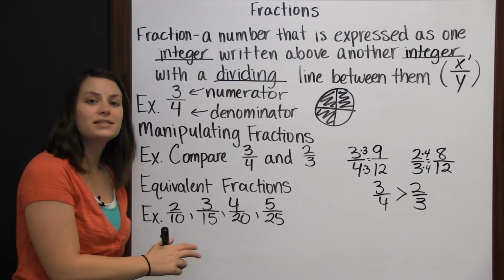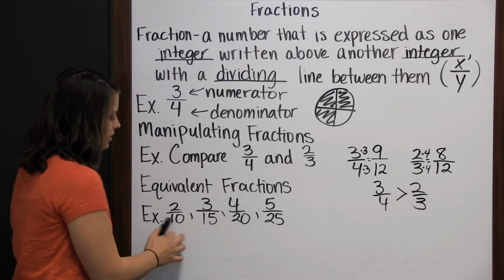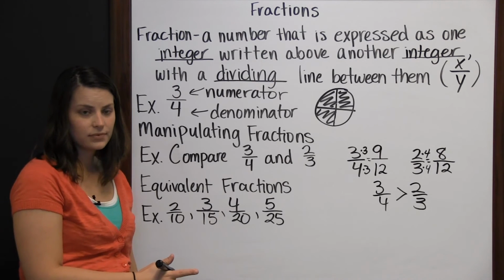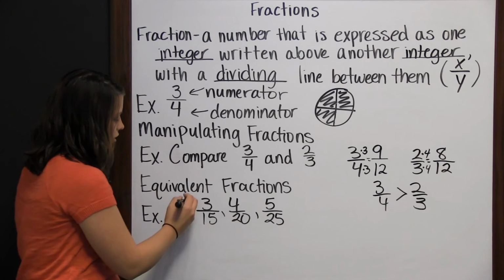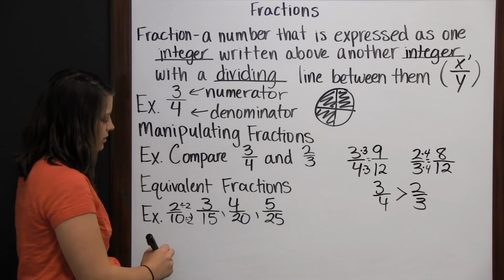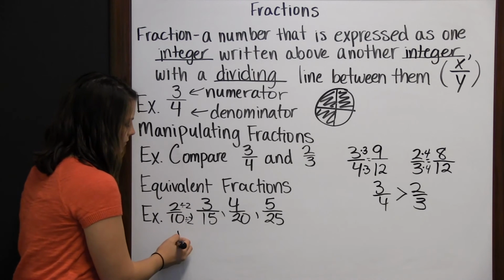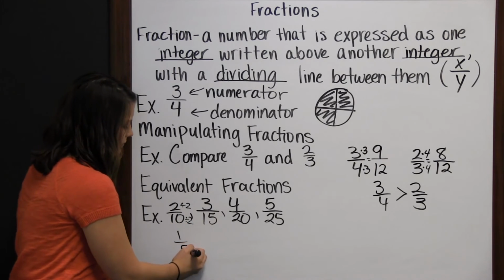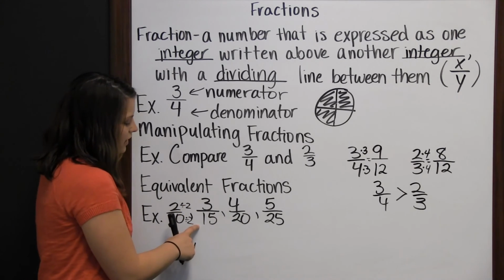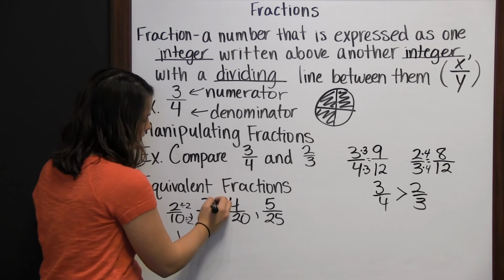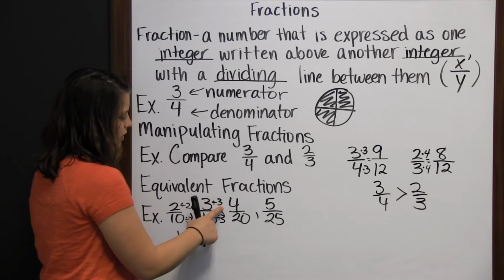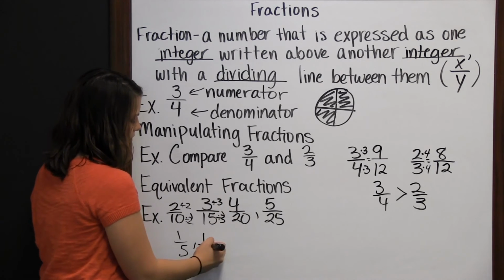So if we wanted to simplify this fraction 2/10, we would just divide the numerator and the denominator by the same value. Both 2 and 10 are divisible by 2. So we divide our numerator by 2 and our denominator by 2. 2 divided by 2 is 1. 10 divided by 2 is 5. We do the same thing to our next fraction. 3 and 15 are both divisible by 3. So we divide our numerator by 3 and our denominator by 3. 3 divided by 3 is 1. 15 divided by 3 is 5.